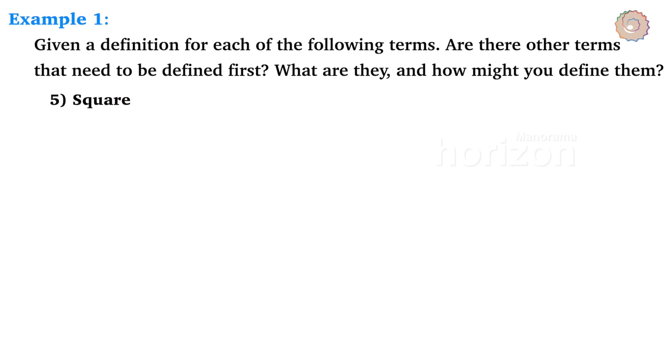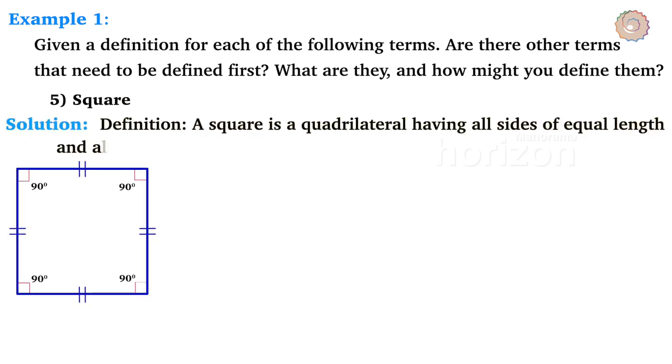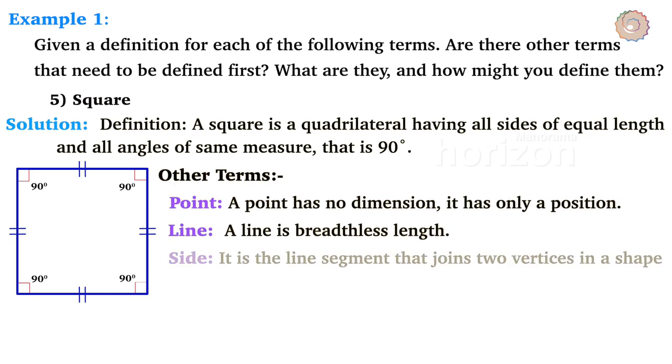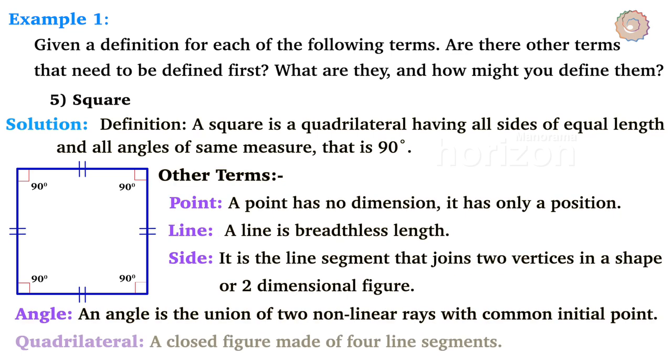Now, let's see what a square is. A square is a quadrilateral having all sides of equal length and all angles of the same measure, that is 90 degrees. Other terms are point, line, side, angle and quadrilateral, where a side is the line segment that joins two vertices in a shape or a two-dimensional figure, and a quadrilateral is a closed figure made of four line segments.